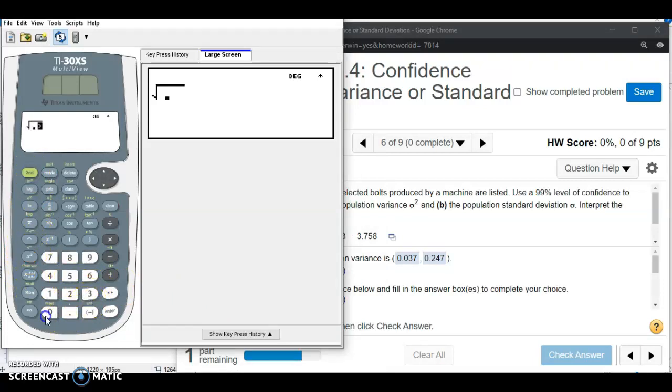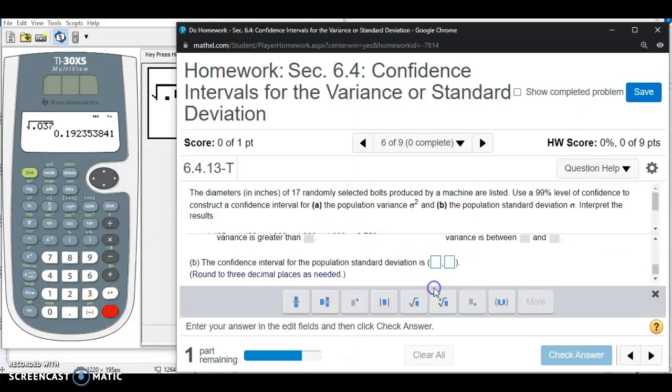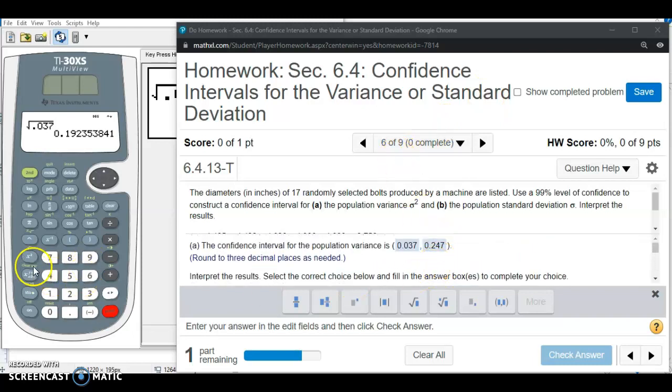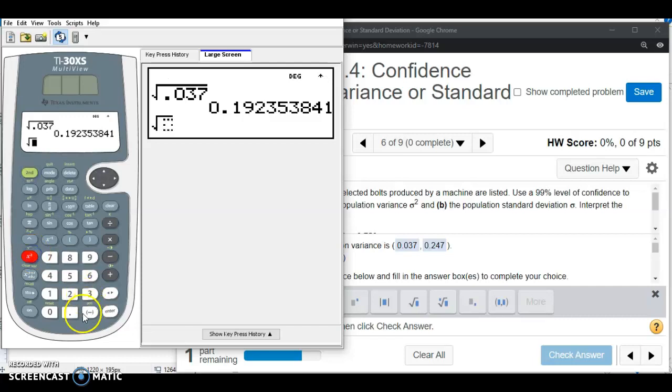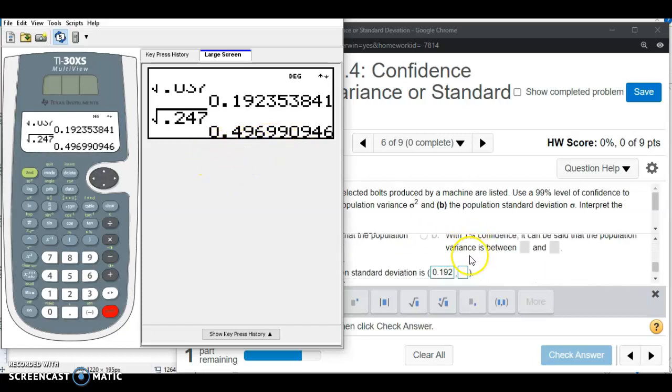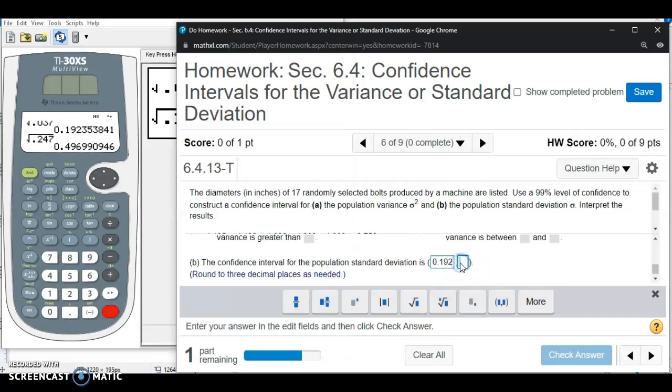So the square root of 0.037 is equal to 0.192. That's going to go in this box down here, so 0.192. Likewise, the square root of the upper limit, 0.247, is the upper limit for the standard deviation, which is 0.4969, so 0.497. So 0.497.